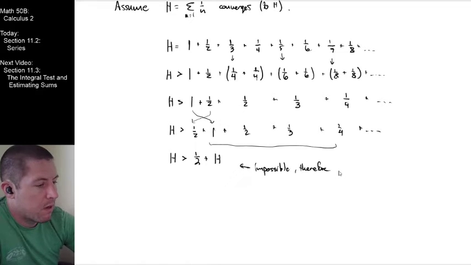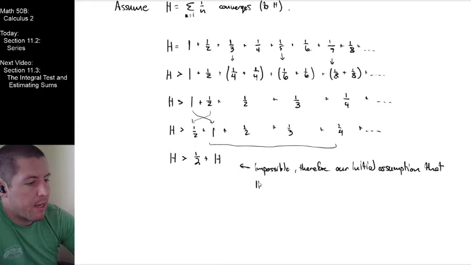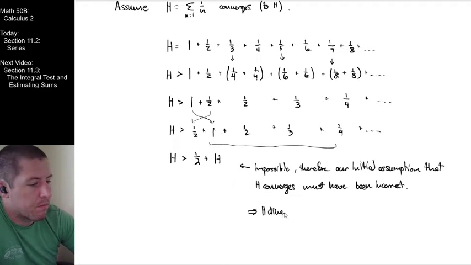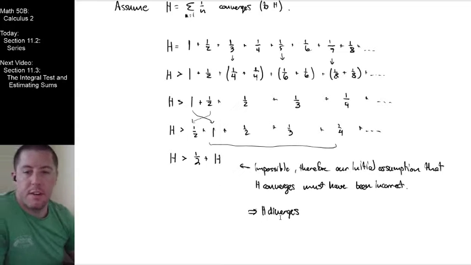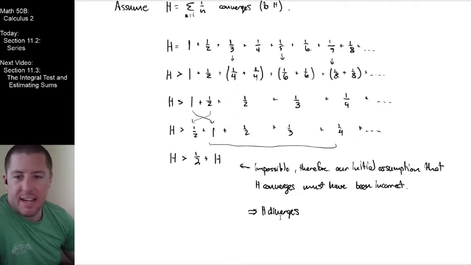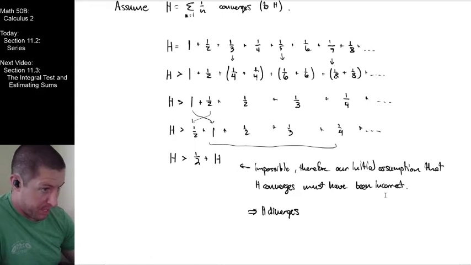Therefore, our initial assumption that h converges must have been incorrect. Thus, h diverges. Right? If it was going to converge, it would have converged to a number h, and that number h would be larger than h plus a half. And that literally doesn't make any sense. There's no number for which that is true.